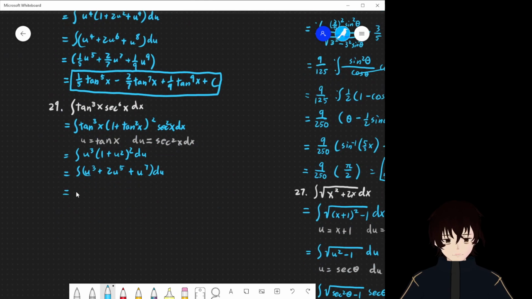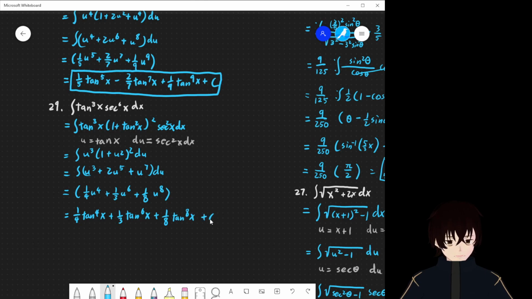There we go. Then we get 1 over 4 u to the power of 4 plus 2 over 6, so 1 over 3 u to the power of 6 plus 1 over 8 u to the power of 8. That is going to be equal to 1 over 4 tangent to the power of 4x plus 1/3 tangent to the power of 6x plus 1 over 8 tangent to the power of 8x plus c.